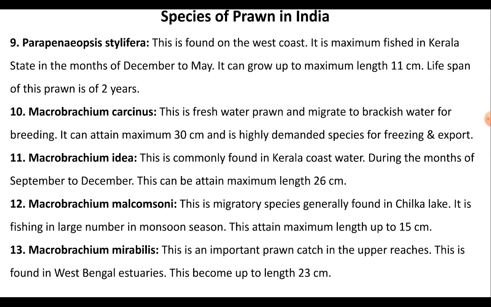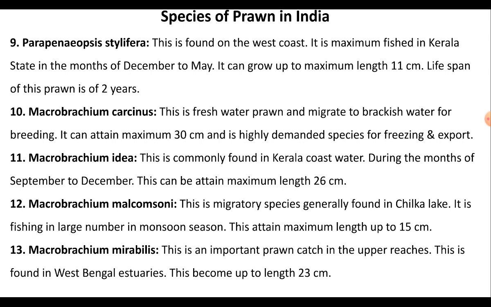Macrobrachium rosenbergii. It is migratory and it is a brackish water species. It attains the maximum length of 30 centimeters and it is a highly demanded species for freezing and export. The other one is Macrobrachium idae. This is commonly found in Kerala coast waters and it attains the maximum length of 26 centimeters.